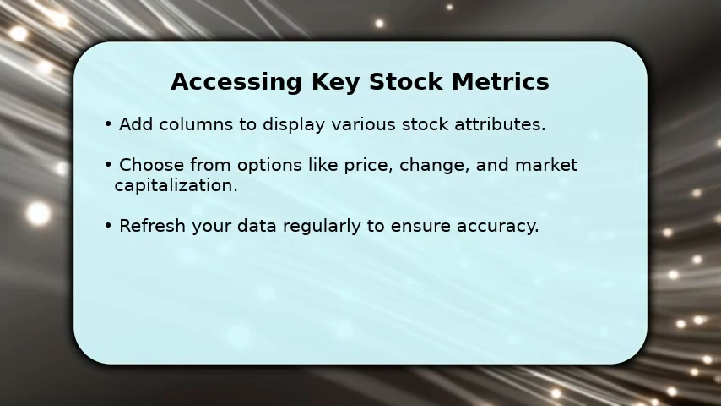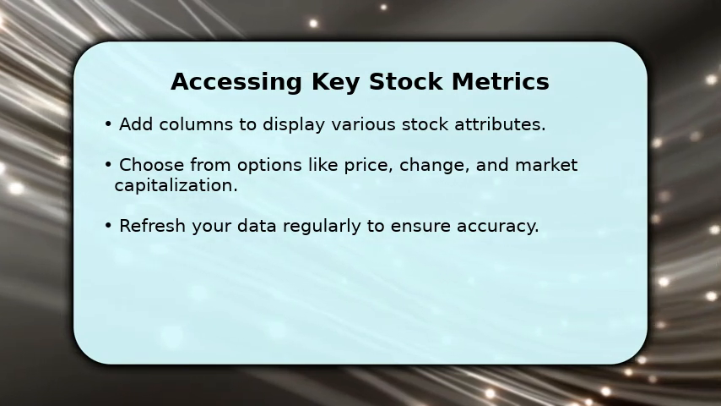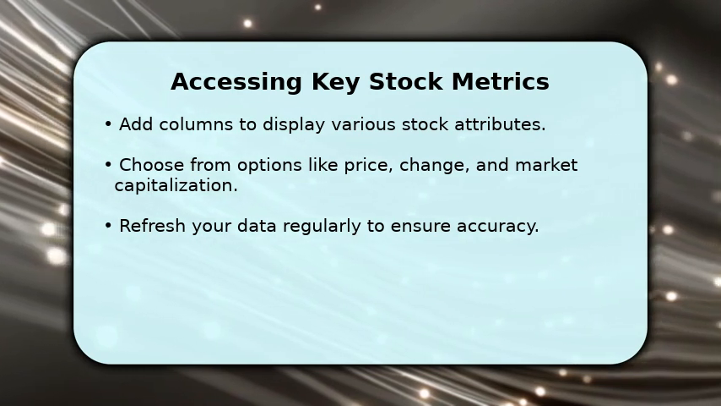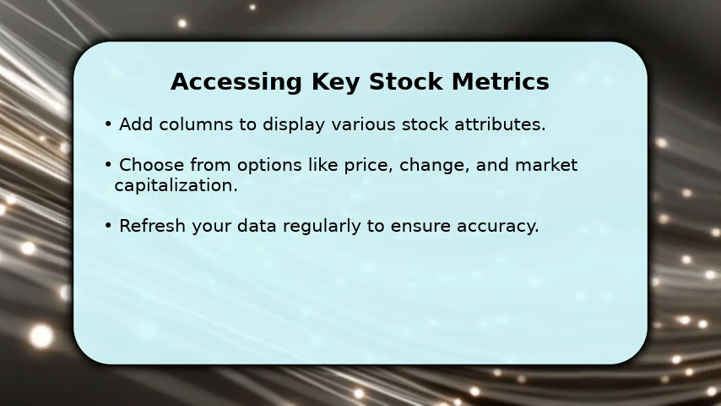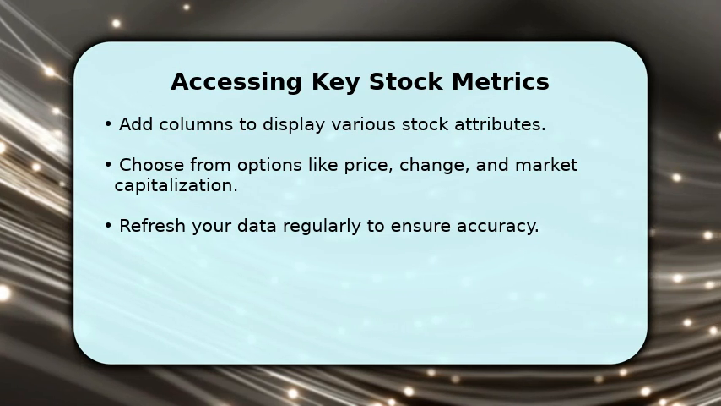Once your tickers are converted, you can easily pull in a wealth of financial data. Simply select a cell with a stock data type, and a small icon will appear, allowing you to add new columns. You can choose from over 100 data points, including current price, daily change, 52-week high, and market capitalization.